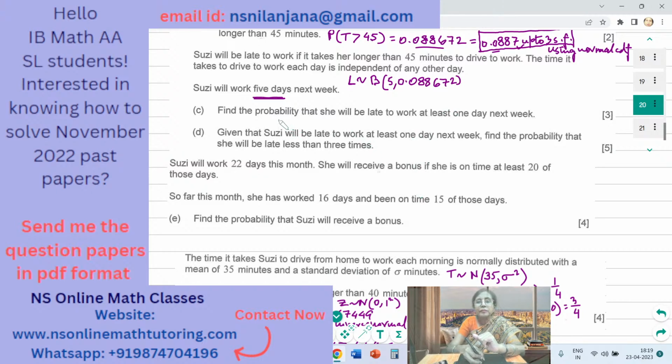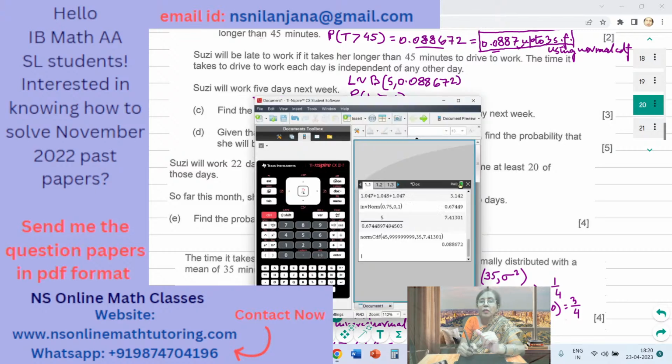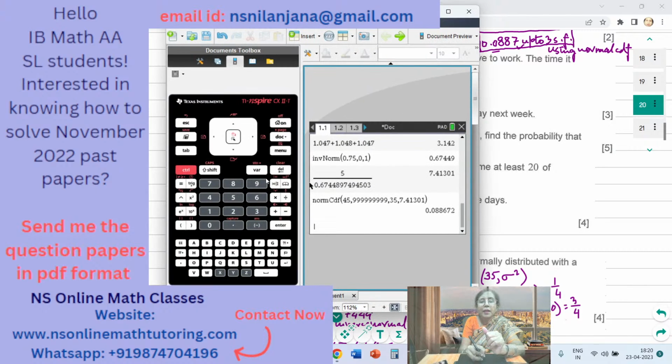And find the probability that she will be late to work at least 1 day next week. So it is at least 1 day. It can be all 5 days. So it is greater than or equal to 1.